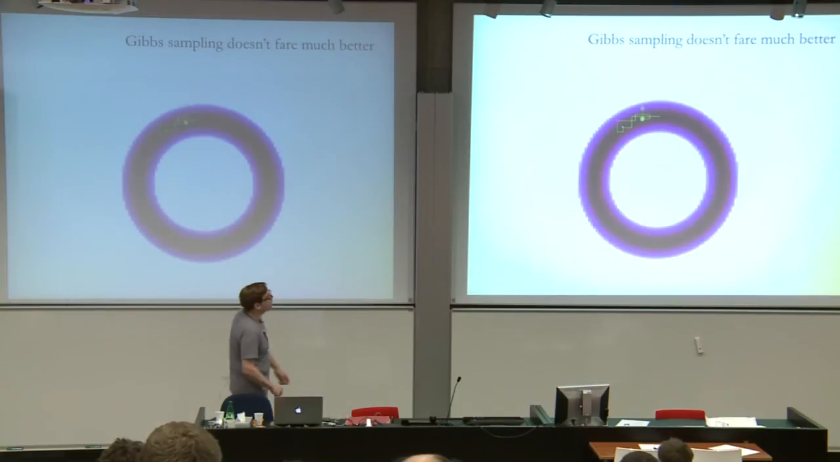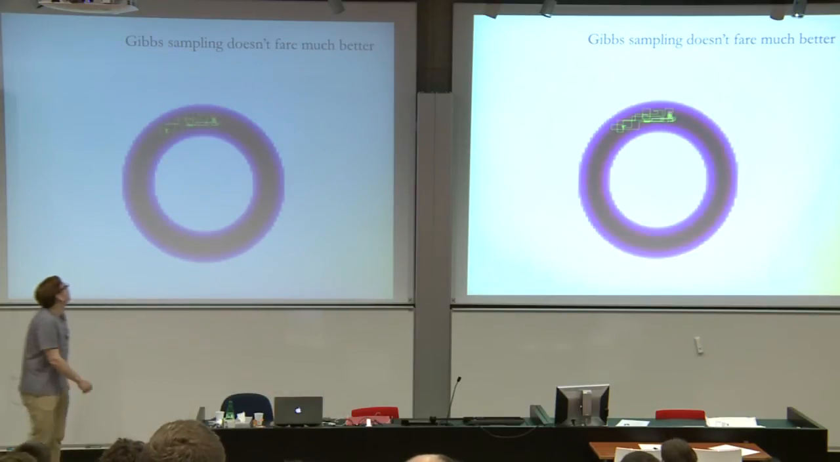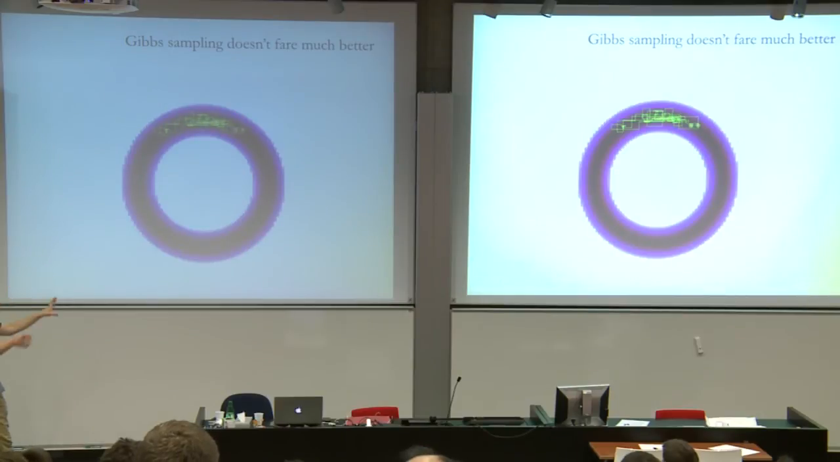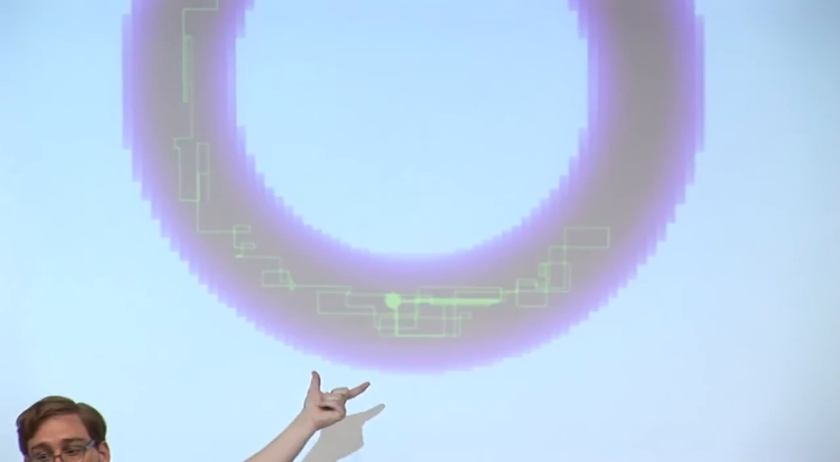And the Gibbs sampler is no better. Because we have these nonlinearities and the non-convexities, the conditional transitions are very, very short and stunted. So we get the same kind of problem of slow exploration and getting stuck.